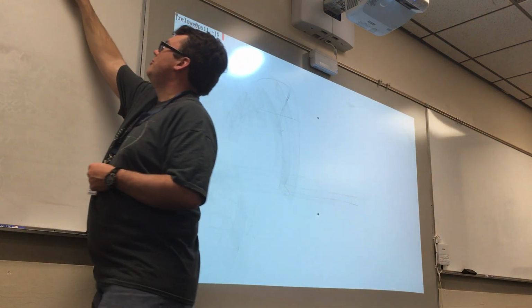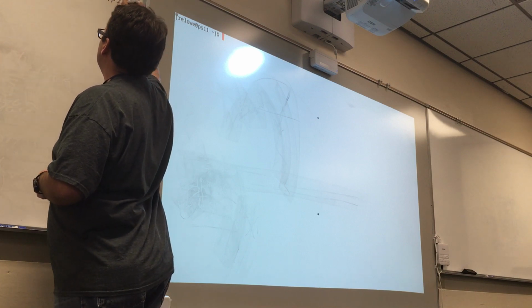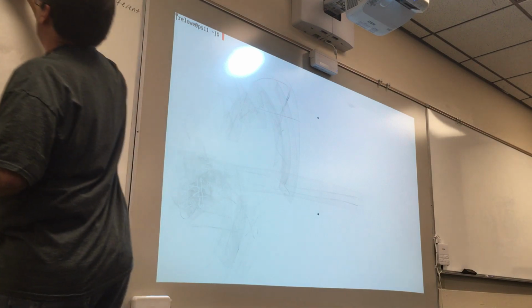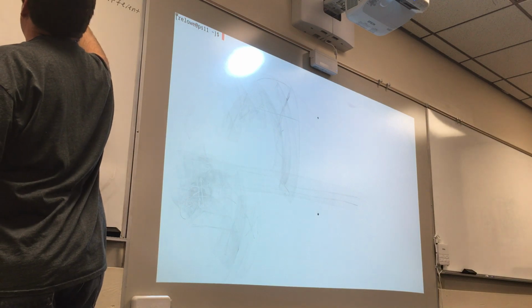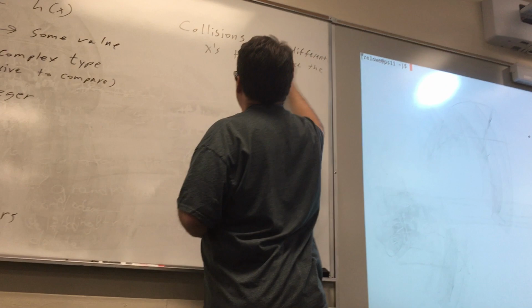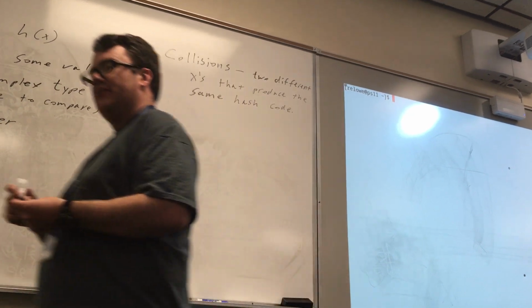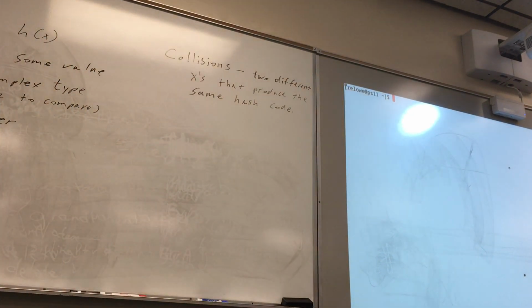Okay, so collisions are where you have two different X's that produce the same hash code. So if I have two different values and those two different values result in the same hash code, that's a collision. And that means that that hash is not absolute.